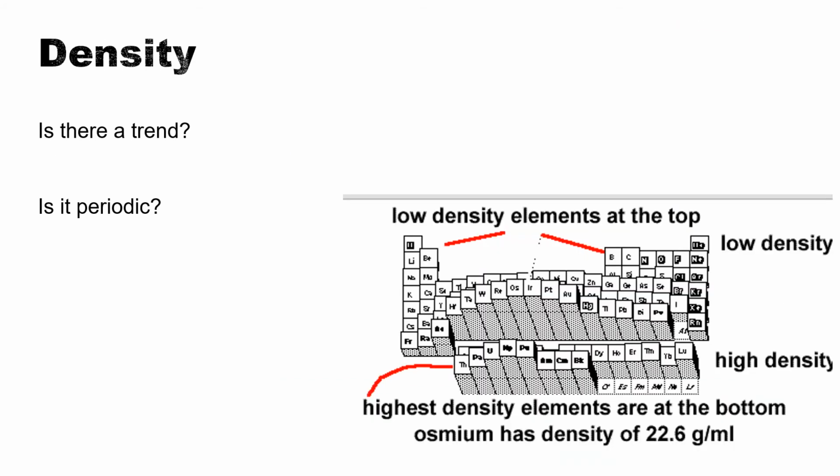So let's look at another one. Here we're looking at density. Do we see a trend happening with density? And the answer would be yes. We see that as we move down a group, the higher the density. And it also looks like, at least in that 7th period, as you move towards the center of the periodic table, the density increases. But because we're not seeing consistent changes in both the period and the group, it would not be considered periodic.